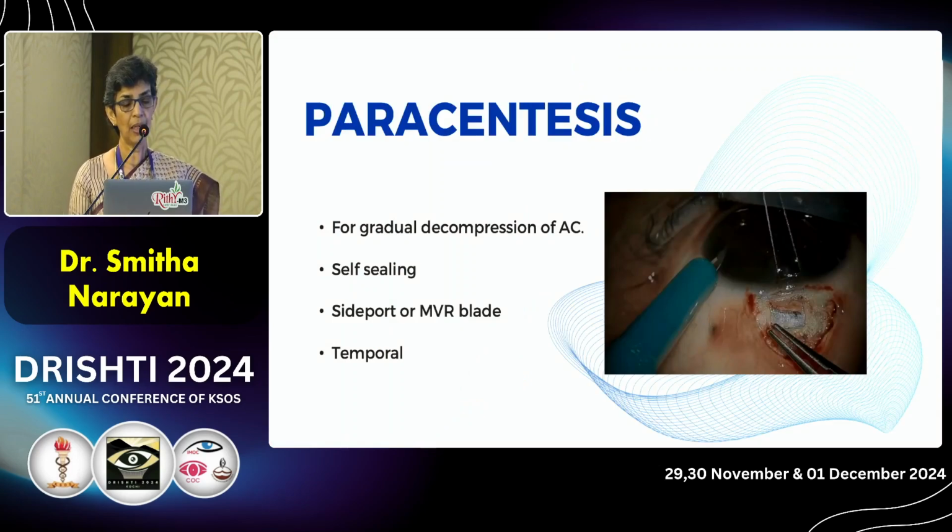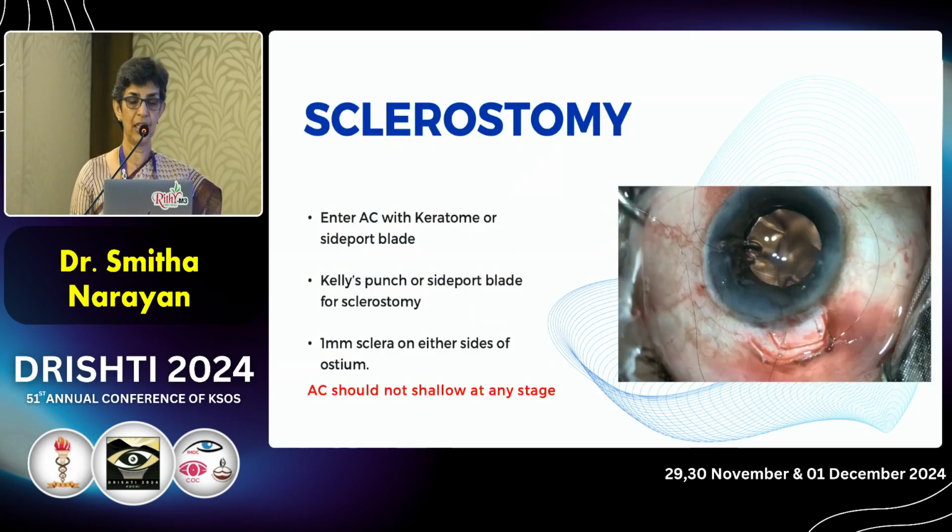A side port blade or an MVR blade can be used to perform a paracentesis about 45 to 90 degrees from the main trabeculectomy site. This not only allows for a gradual decompression of the anterior chamber, it also allows for the various instrumentations, or drugs, which can be used to keep the anterior chamber maintained. And it should be created in a self-sealing fashion.